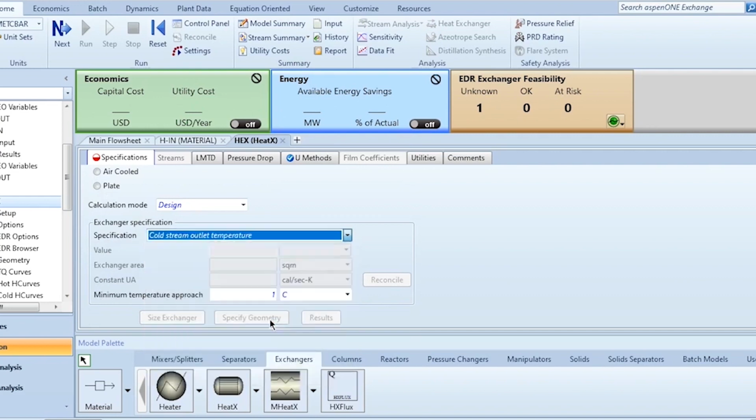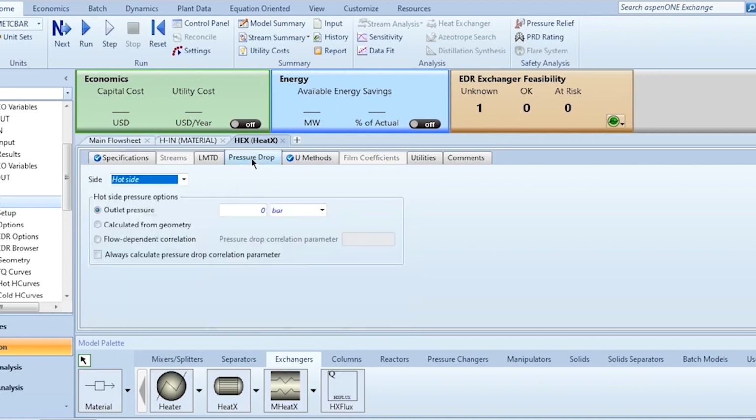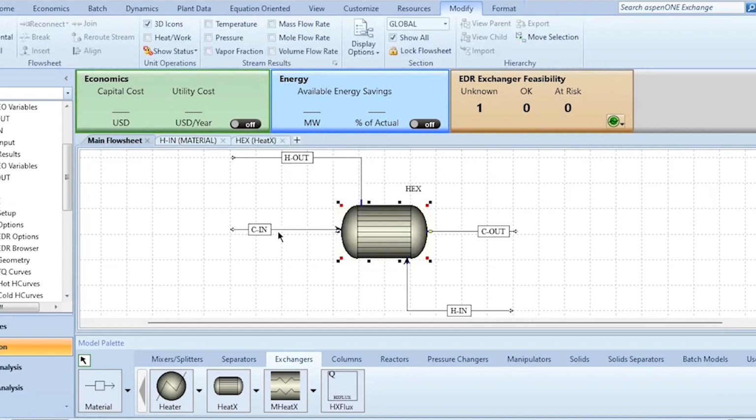So we will specify the cold stream outlet temperature, that is 35 degrees centigrade. Minimum approach temperature is 10, and we have been given the pressure drop of 0.1 bar. So we will specify it as minus 0.1 at the hot side and minus 0.2 bar at the cold side. So we will run it, and once after running, we will be getting the results.